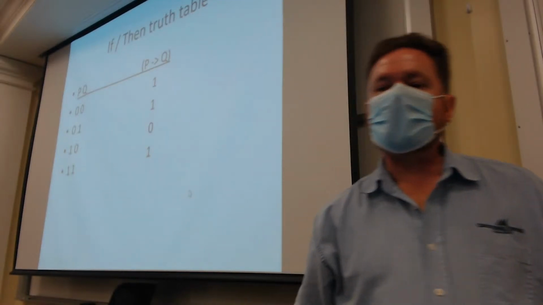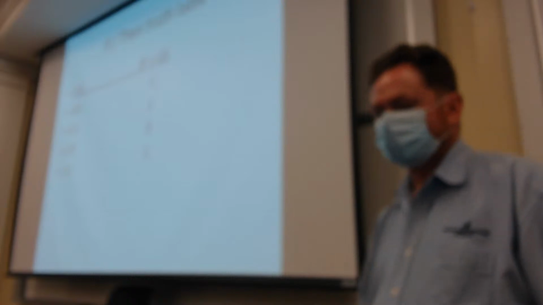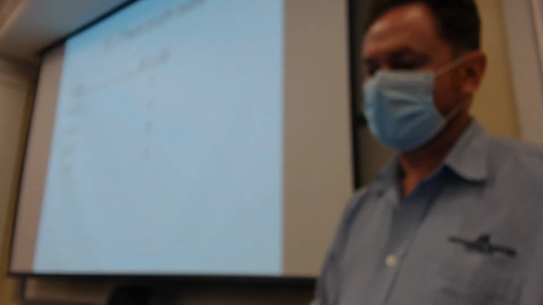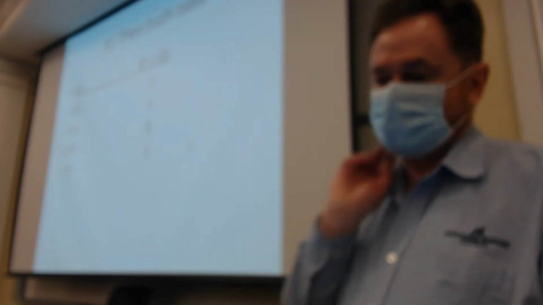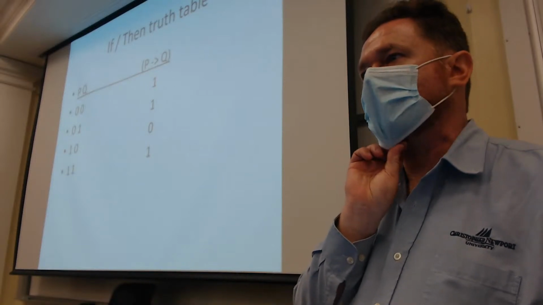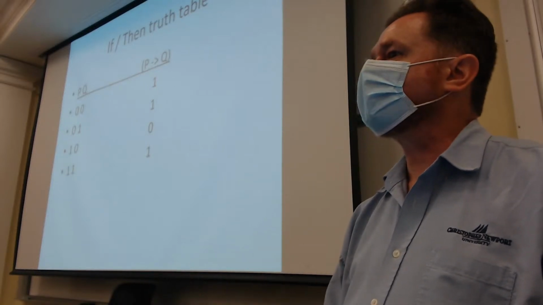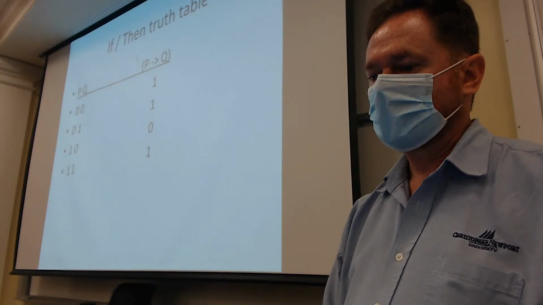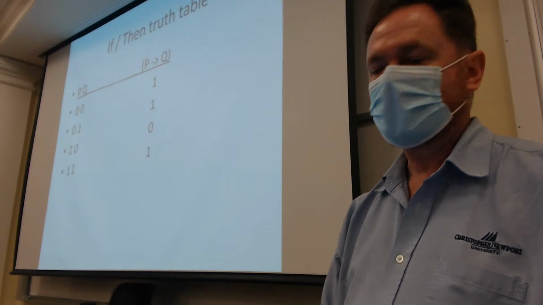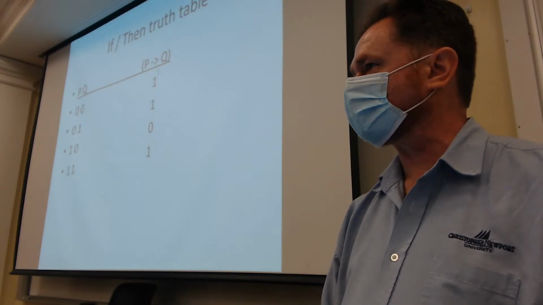Now, this is the one that I judge to be the most counterintuitive of the basic operators, the conditional, the arrow. So the arrow claims if P then Q. It is true in 3 of the 4 circumstances. It is only false in the circumstance where the left side is true, but the right side is false.